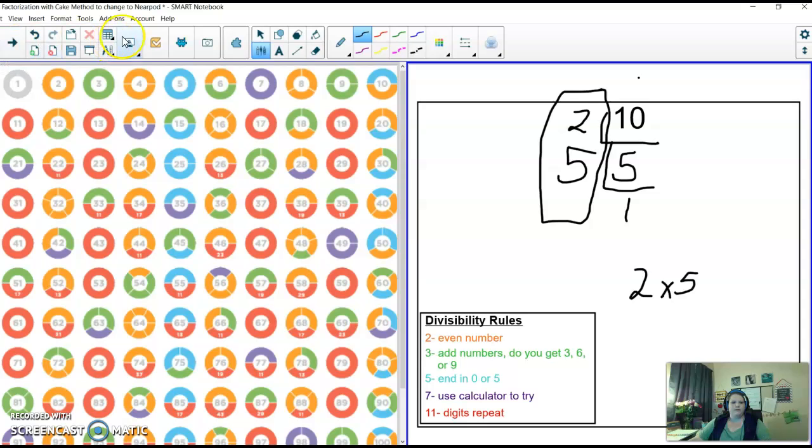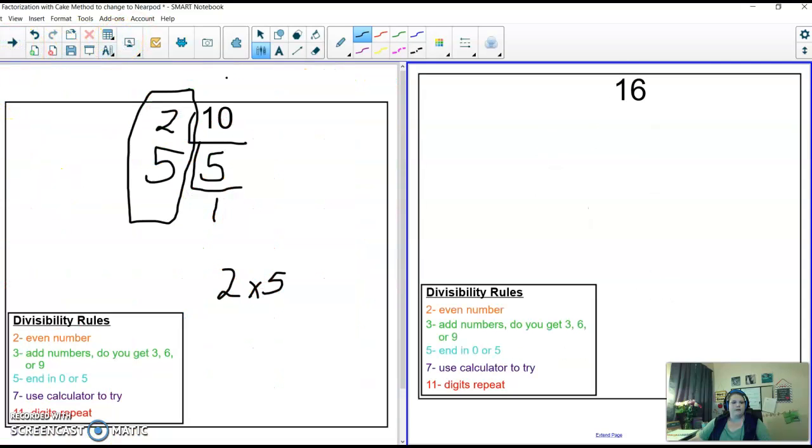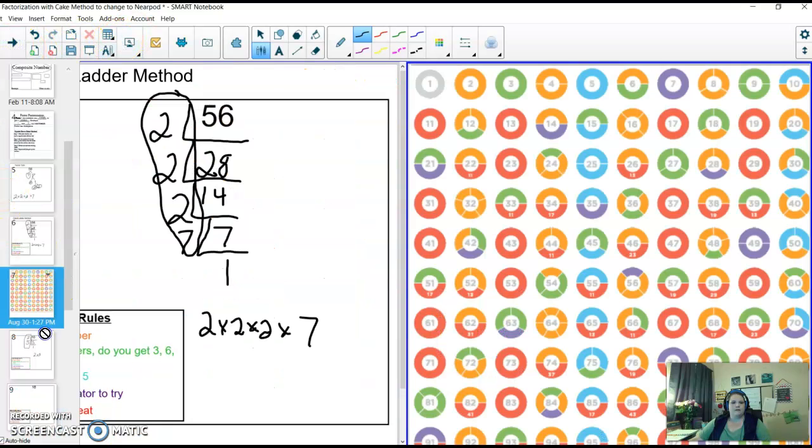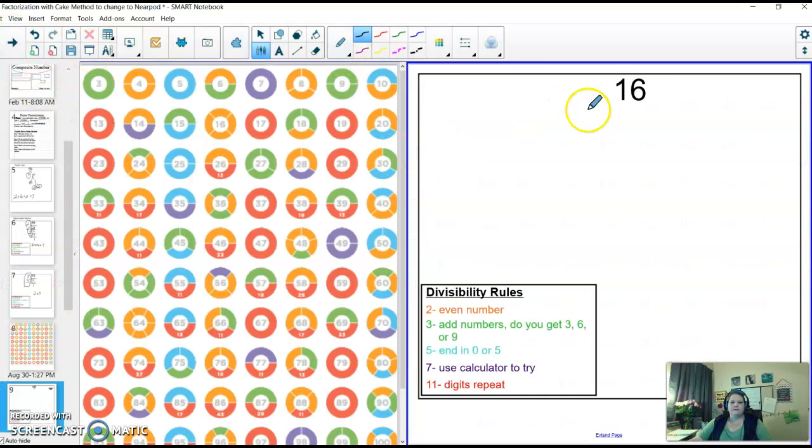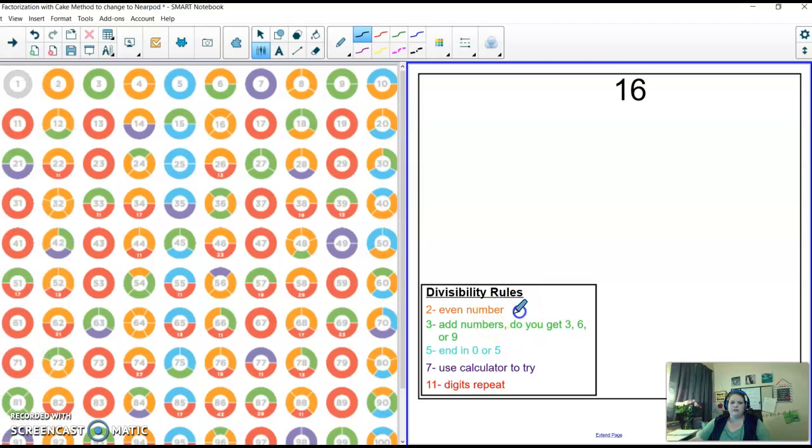Next example. 16. Let's go through my rules. Is 16 even? Let's find 16 on my chart. Yep, it has orange. So I can build my first layer and put a 2 on the outside. Grab your calculator. 16 divided by 2 is 8.